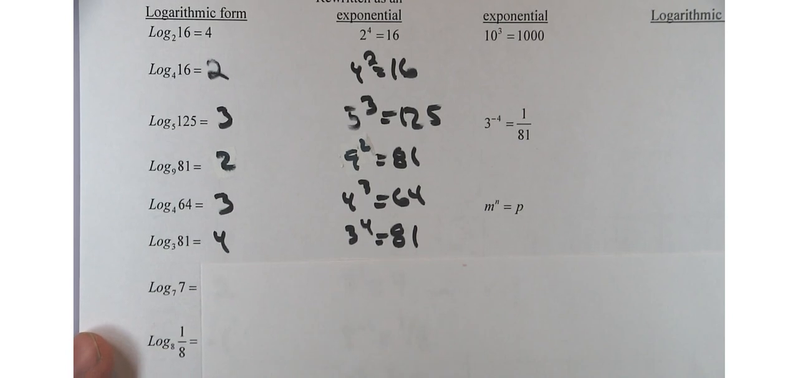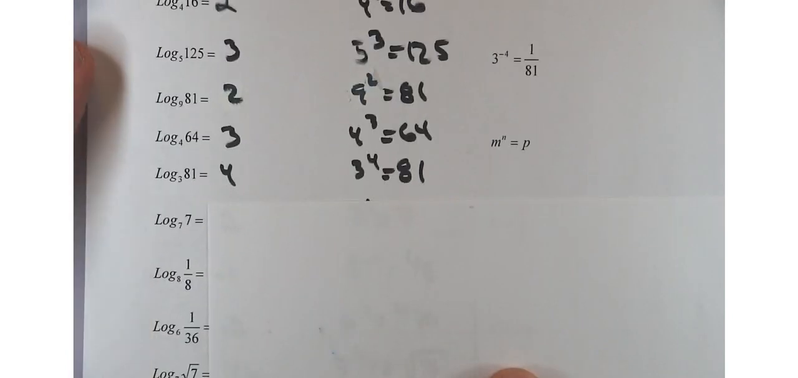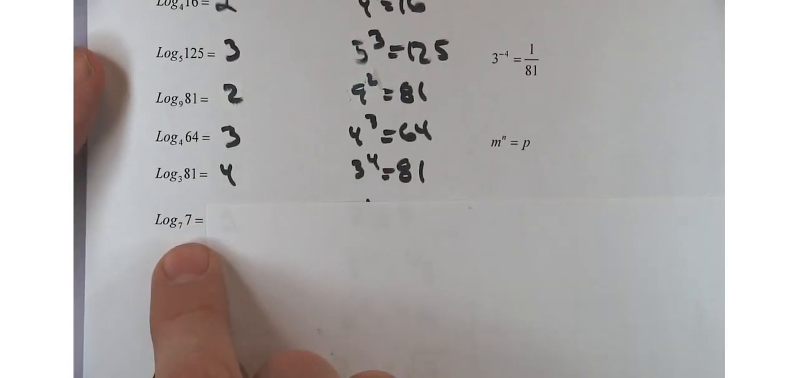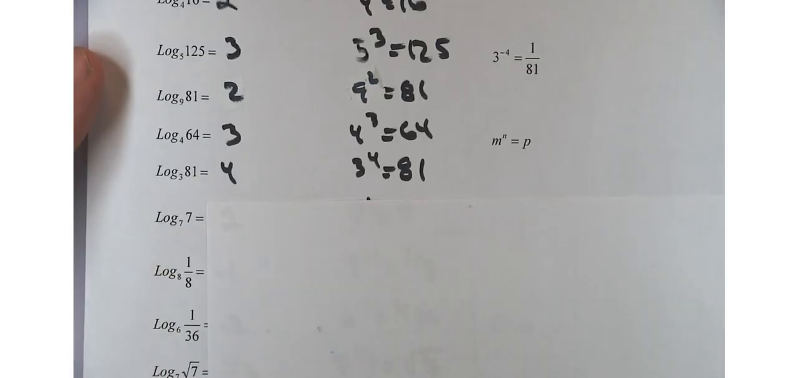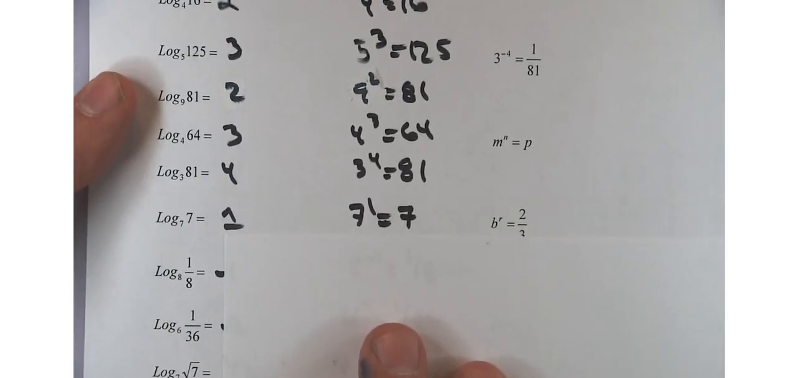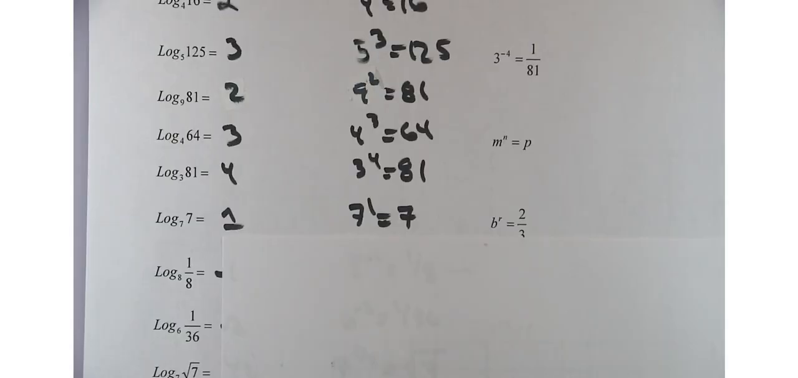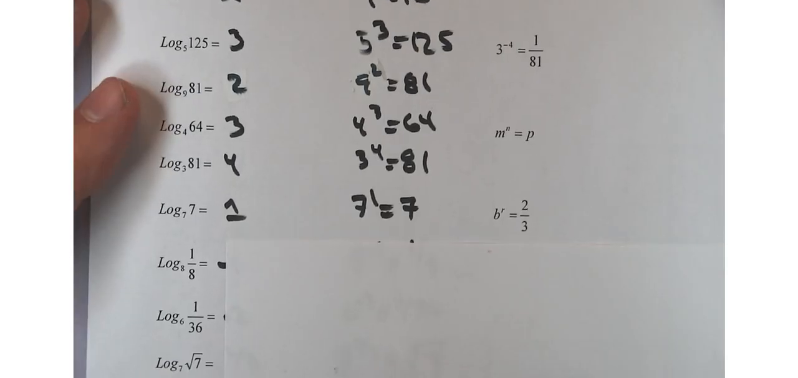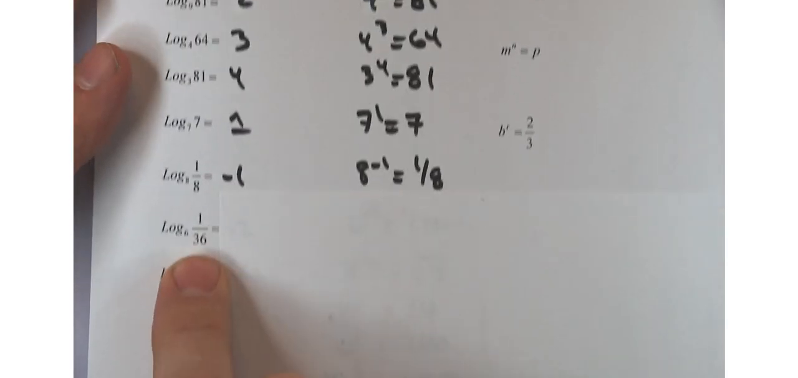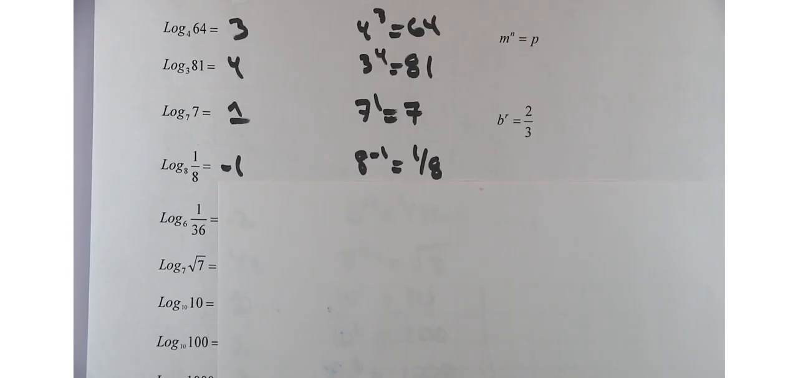But here's where they start to get a little bit interesting and challenging. Maybe not so much with this first one. What power of 7 gives you 7? That'd be the first power. Good. How about 8? What power of 8 gives you 1 over 8? You guys got that one? Yeah, -1.